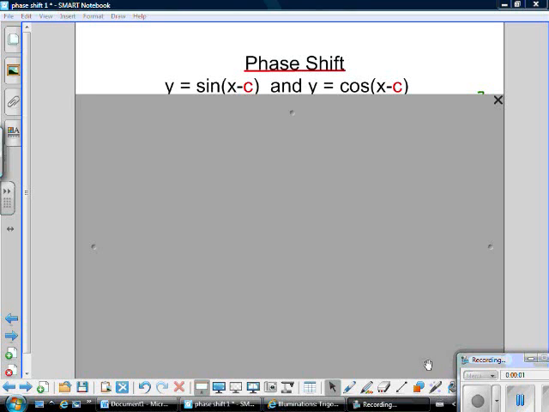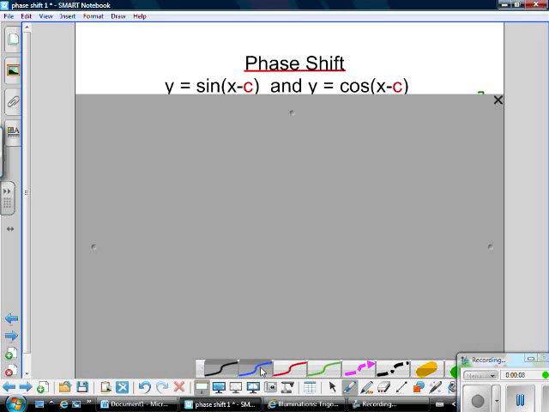Okay, today what we're going to be looking at is phase shift. So far, we've been able to take a graph and make it taller, in other words, we've increased its amplitude. We've also moved the graph either down or up. Now what we're going to be looking at today is moving our graphs left and right, and we call that phase shift.